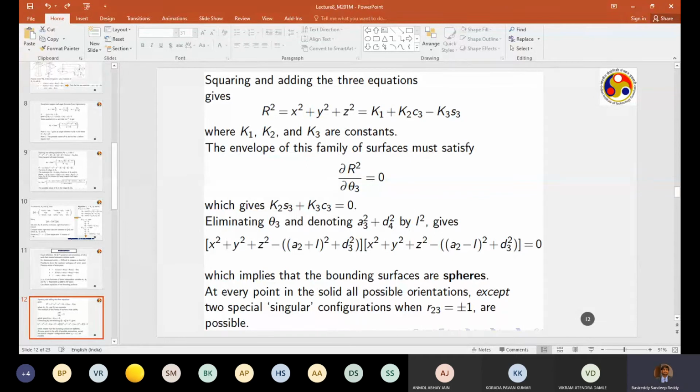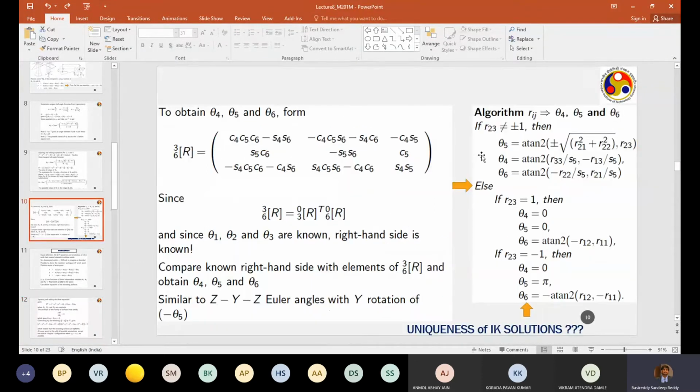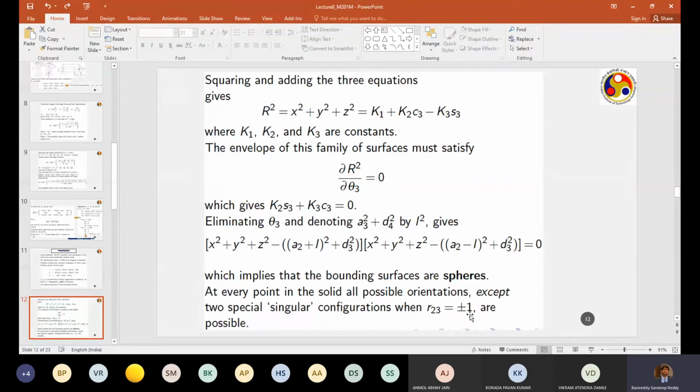So at every point in that solid, all possible orientations are available except the special cases, that is when this r23 term equals plus or minus 1, which was the case when our inverse kinematics was breaking down. If you remember, I just mentioned this. Except these terms, at every point in the solid, you can get all possible orientations. Now, there is a term here that they've used, except two singular configurations.